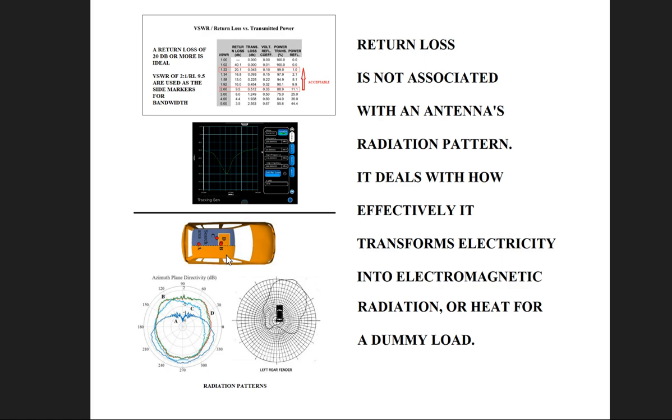But anyway, then there is return loss, which deals with the idea of how effectively you're able to transform the electricity coming down the coax into electromagnetic radiation. It doesn't really care how it's radiated as long as it gets radiated and not returned to be dissipated as heat at the radio. So I just wanted to clarify those two things as we take a look.